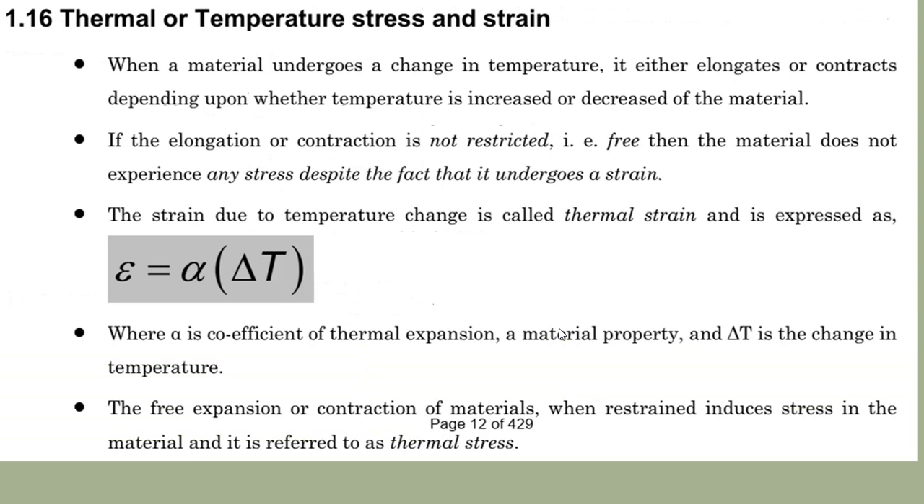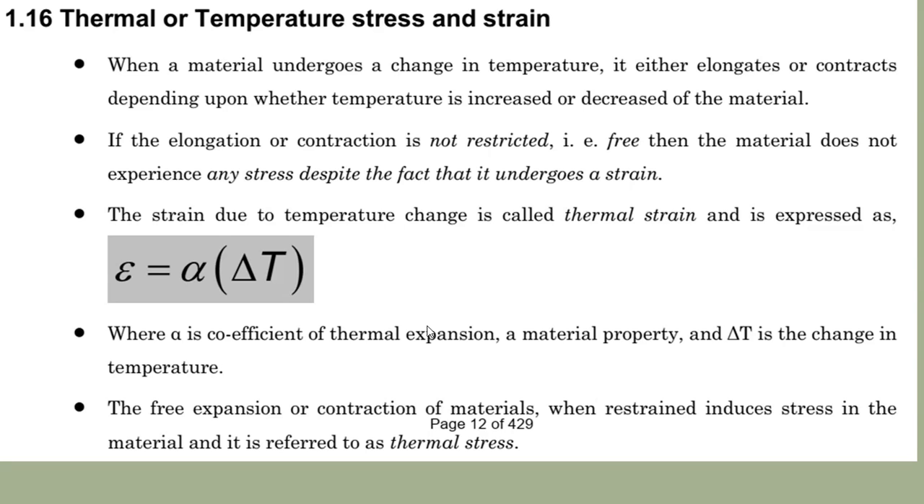Then thermal or temperature strain, stress and strain. When a material undergoes changes in temperature, it either elongates or contracts. If the elongation or contraction is not restricted, that is, free, then the material does not experience any stress despite the fact that it undergoes a strain. The strain due to temperature change is called a thermal strain, and it is expressed in epsilon.